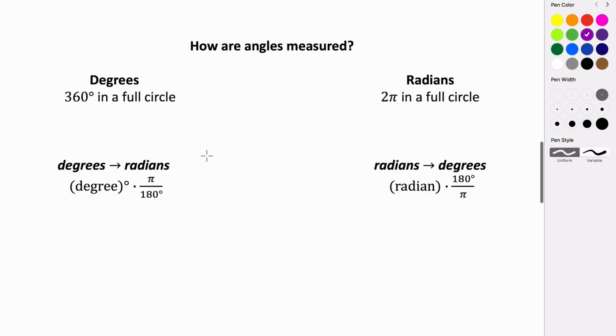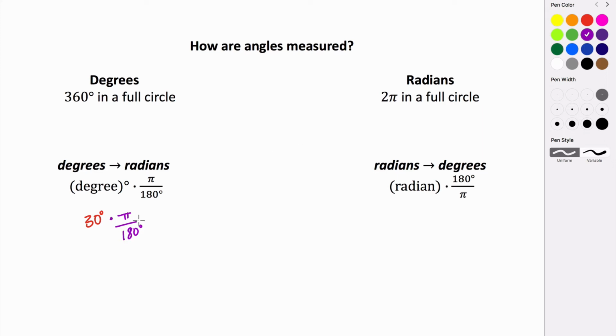So if we're given an angle measure in degrees and we want to convert it to radians, we just take whatever degree measure we're given and we multiply by the conversion ratio of pi divided by 180 degrees. So let's say, for example, we're given a measure of 30 degrees and we want to convert it into radians. So we can take its measure, multiply by pi divided by 180 degrees, and then just simplify.